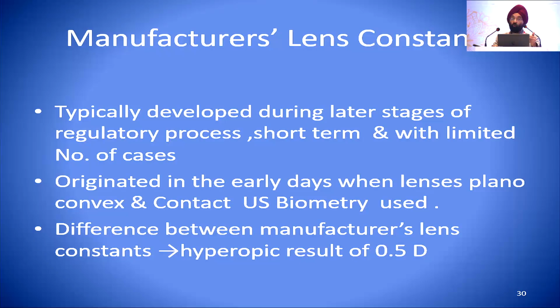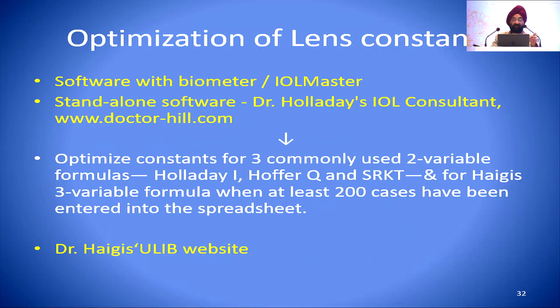So these older lens constants like 118.4 and other constants were typically developed during later stages of the regulatory process with short-term data with a limited number of cases and when contact ultrasound biometry was used. So we need to optimize our constants, because if we keep on using the older constants and don't optimize, there will be some errors.